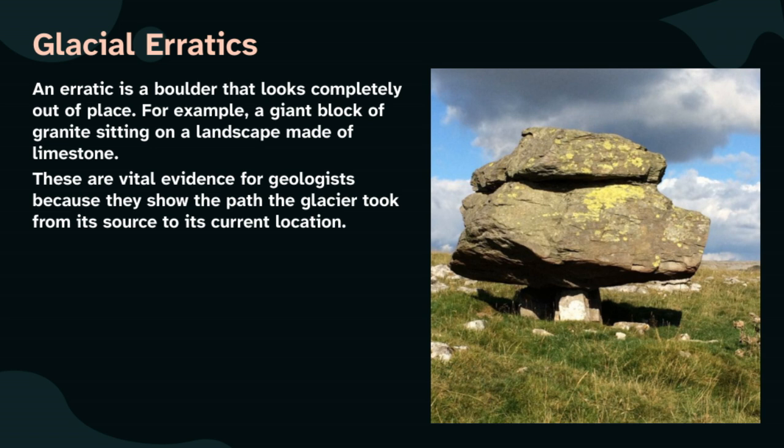Let's ask a question. Why is the rock type of an erratic important? Here's a model answer. Because if the rock type is different from the local bedrock, geographers can trace where it came from and work out the direction the glacier traveled.